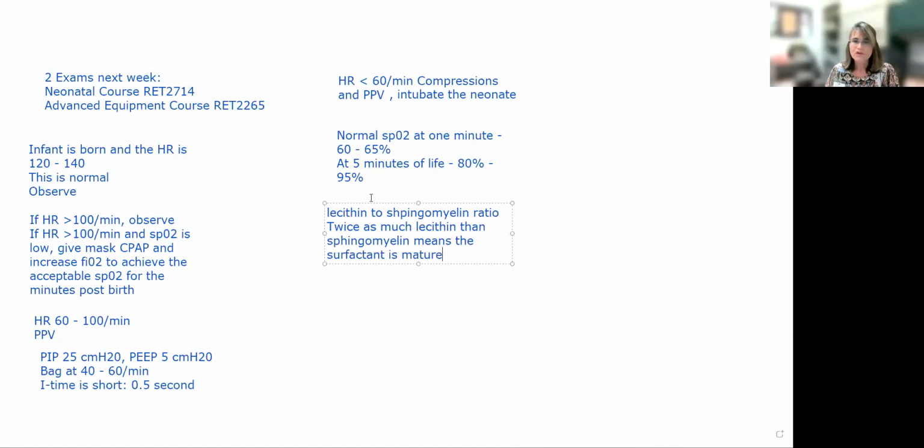So with the LS ratio, or lecithin to sphingomyelin ratio, twice as much lecithin as sphingomyelin means the surfactant is mature.